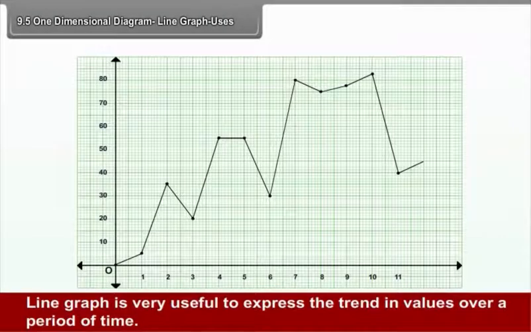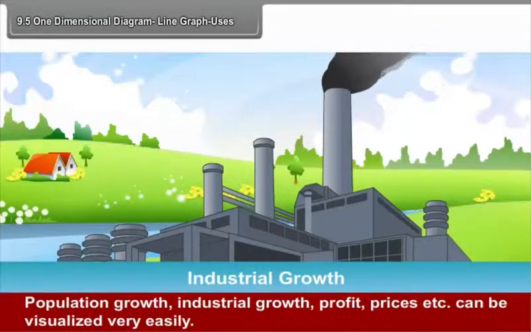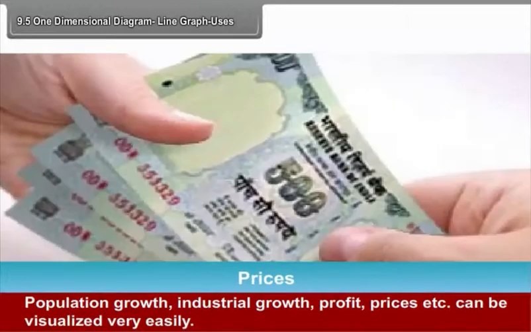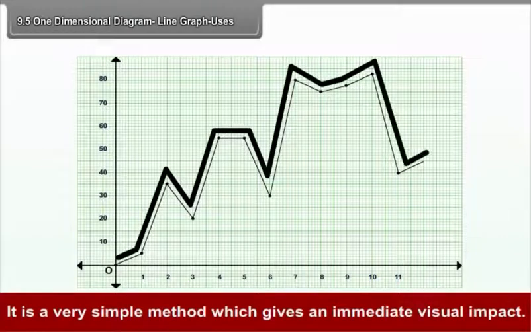Uses: line graph is very useful to express the trend in values over a period of time. Population growth, industrial growth, profit, prices, etc. can be visualized very easily. It is a very simple method which gives an immediate visual impact.